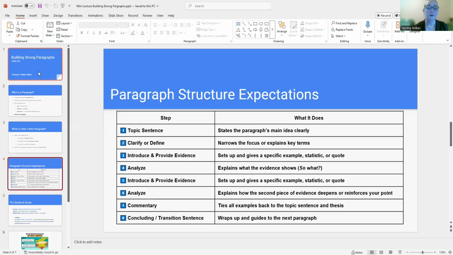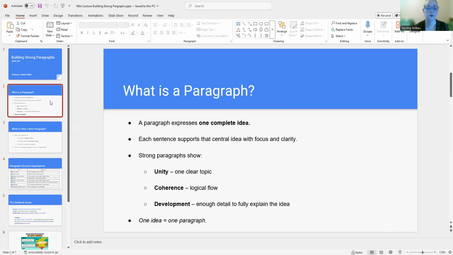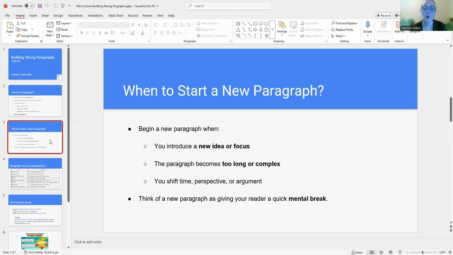Okay. Building strong paragraphs. What is a paragraph? When to start a new paragraph. So most people know when to start a new paragraph, but I want to add this. If a paragraph is too long or too complex, you should start a new paragraph. Everything that we do as writers is to make reading easier for our reader. When we write, we are teaching others something.